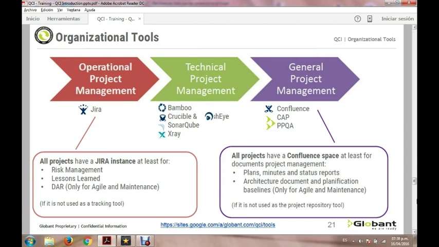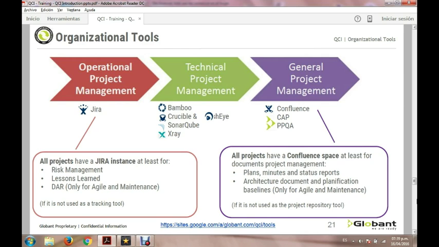Technical tools, several of which are part of the Atlassian suite. Bamboo for continuous integration, Fisheye and Crucible for peer code review, SonarQube to analyze the quality of the code, X-Ray for testing management.